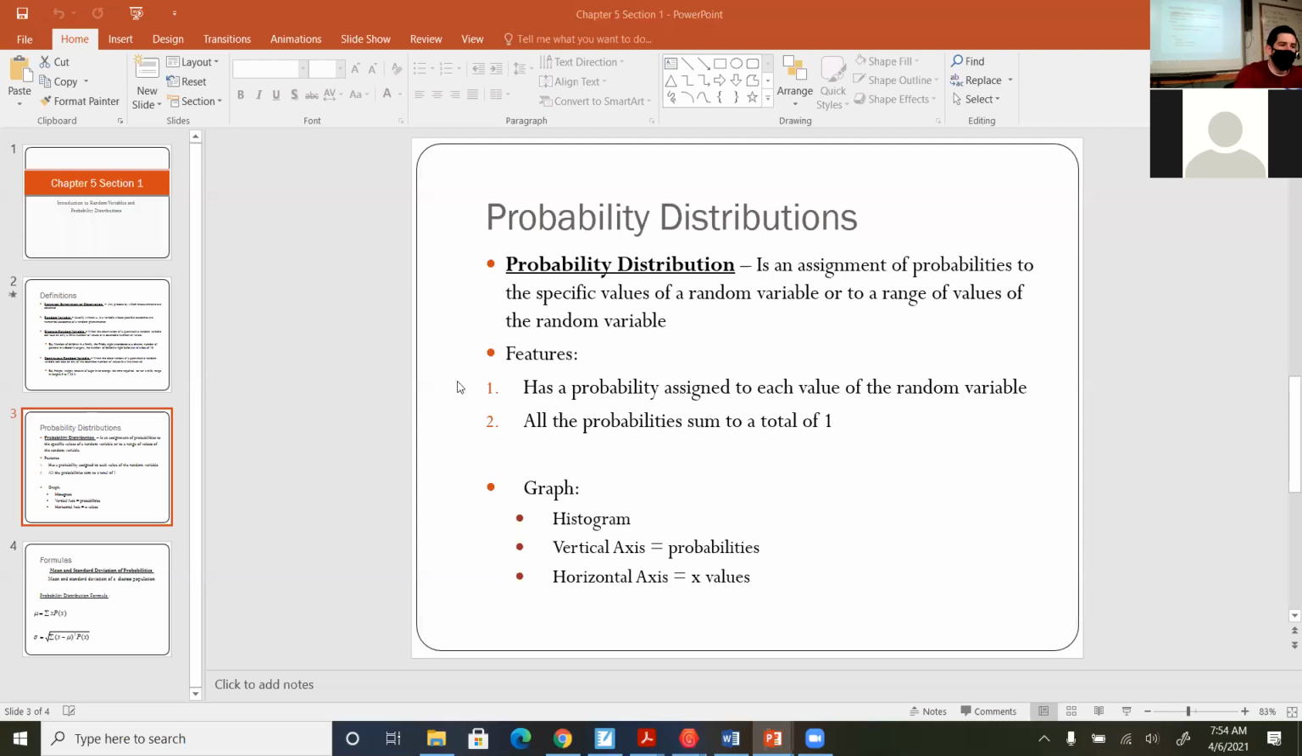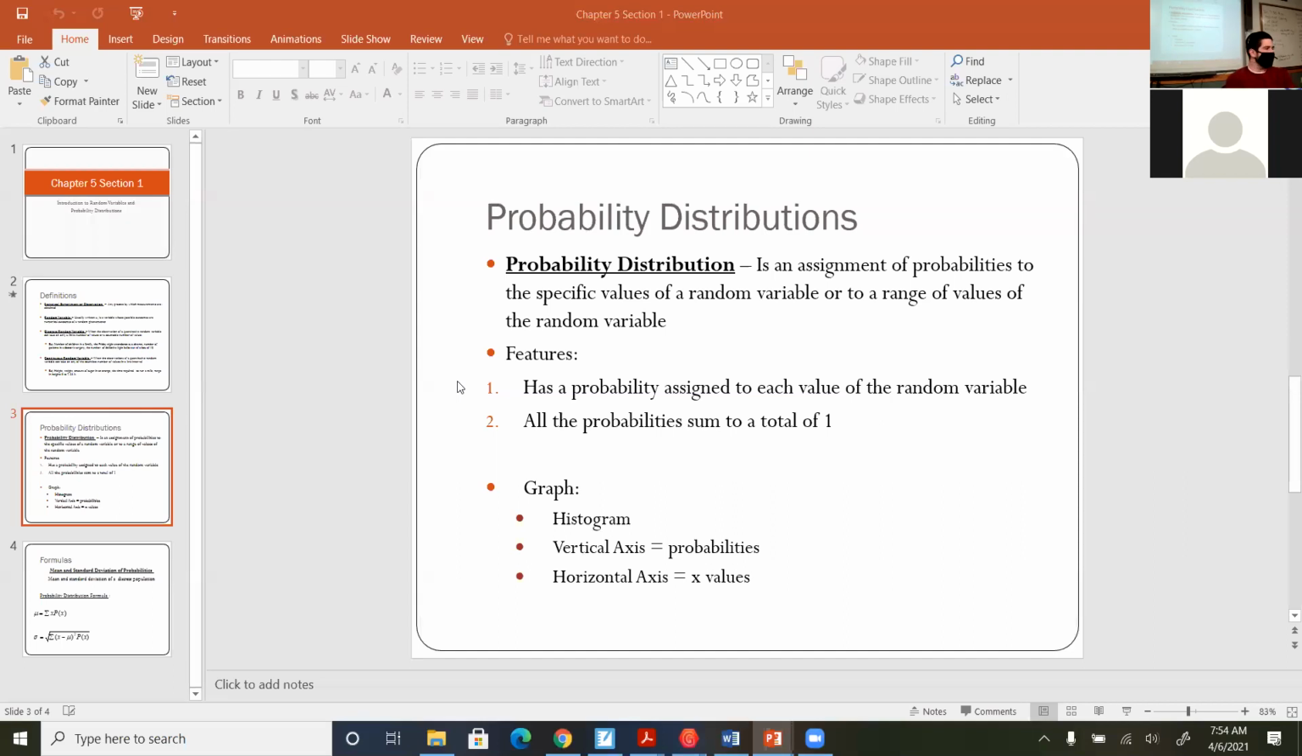Just some features of a probability distribution. It has a probability assigned to each value of the random variable. And you know that it is an appropriate or legitimate distribution if all the probabilities add up to 1. So if you add them up and they add up to 90%, it wouldn't be a valid distribution because you're missing 10% of the information. So on the homework, they may ask, can we assume that this distribution is valid? And the answer is yes, because all the probabilities add up to 1.